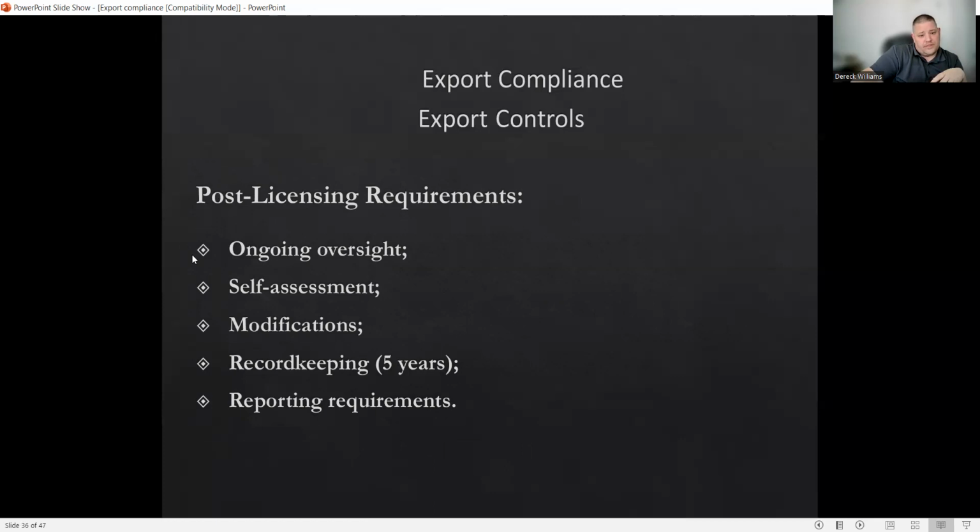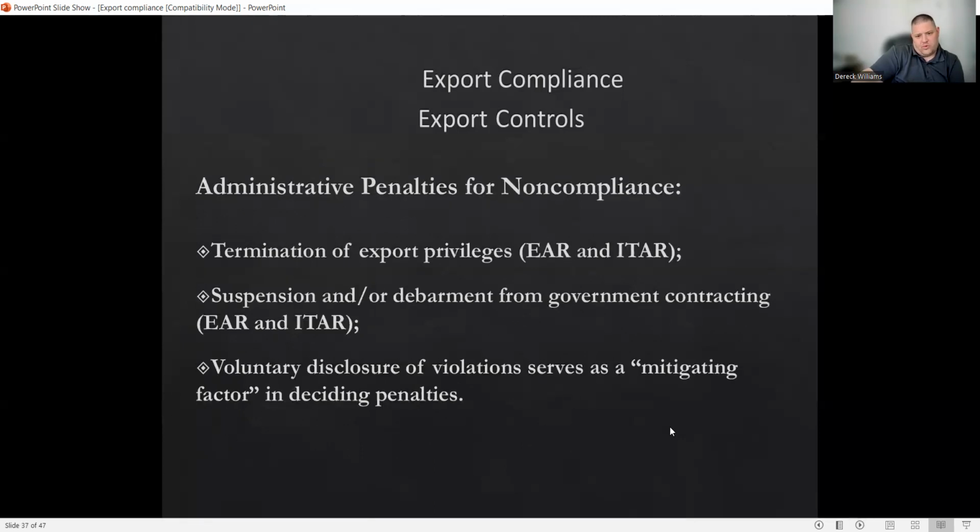The licensing requirements, you're going to have ongoing oversight. You're going to have to manage your self-assessments. You're responsible for any modifications. Record keeping, you have to keep those records 5 years past their expiry. So, again, if we have a 4-year expiry, you've got to keep it for another 5. And then you have reporting requirements. I kind of touched on some of the reporting requirements, but again, refer to your ITAR or EAR CFR sections to find out your specific reporting requirements.